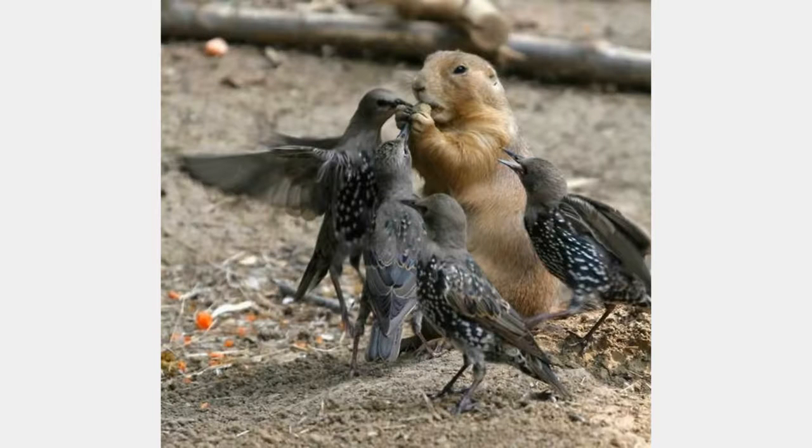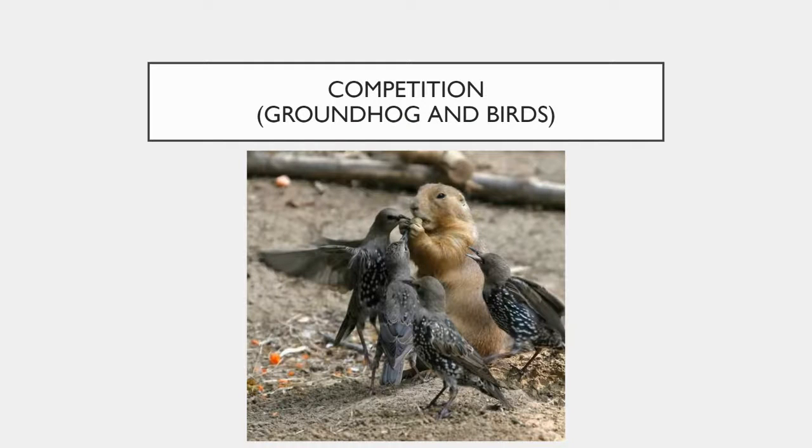What's going on here? There's one piece of food and there's a groundhog and there are some birds there trying to eat the food. Both the groundhog and the birds want to eat. That's right, it's competition between groundhog and birds. If there is a limited amount of food and two different organisms are trying to get it, then that's competition.